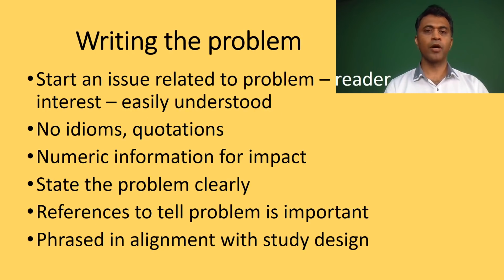So writing the problem, how to write the problem? Start with an issue in the topic that could relate to the reader's interest in simple language. There are no idioms or codes in the research problem when you state it. Numerical factors can be given which give an impact. For example, let us say in the last year there were 2000 road accidents and 20 of them fatal in the city of Semantic. So this could excite the reader's interest that there is a definite problem there.